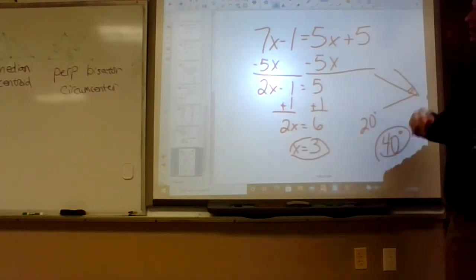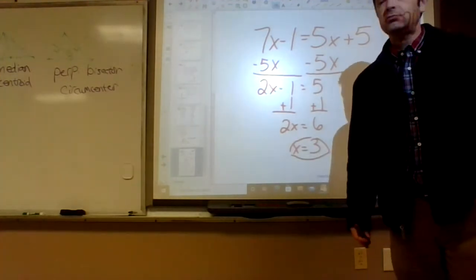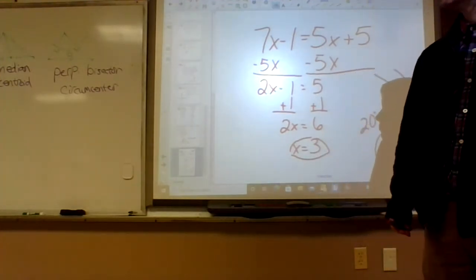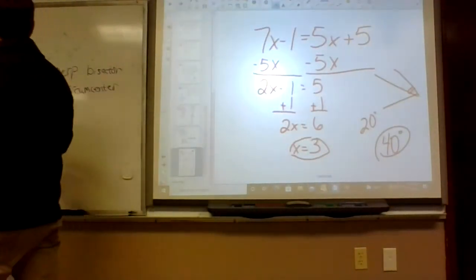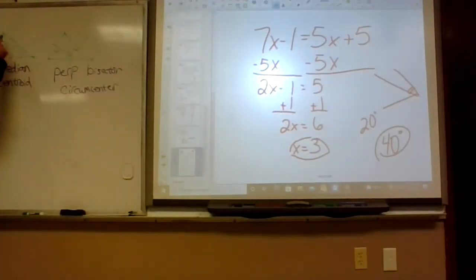Wait, I have a question. How do you identify a median and the centroid again? A median is going to go from the vertex to the middle. So just remember middle sounds like median. Perpendicular, and they meet at the centroid, that would be right there.